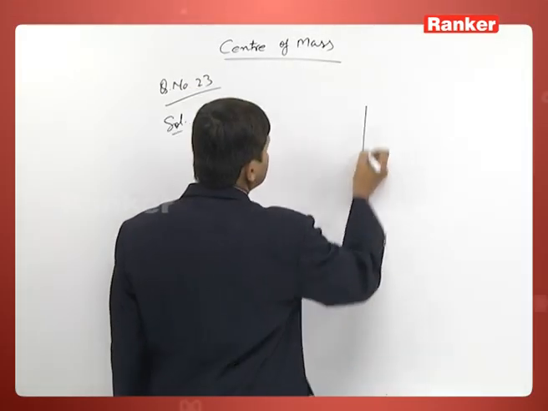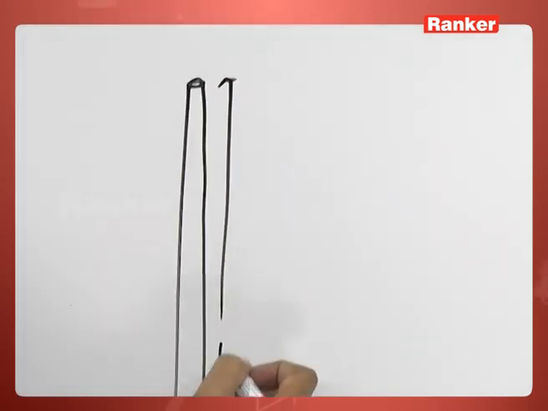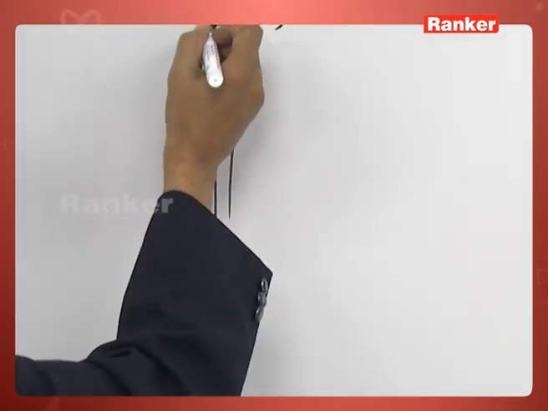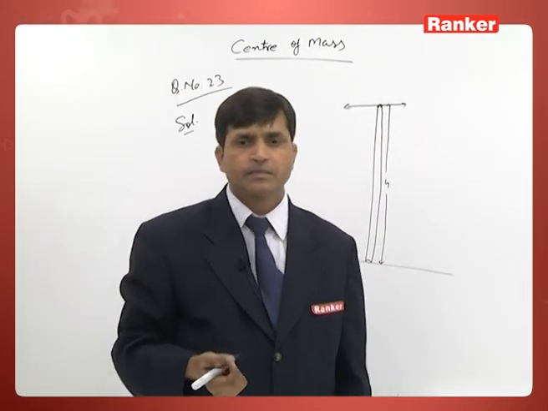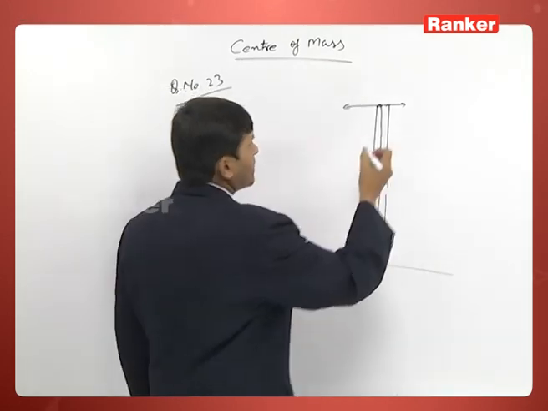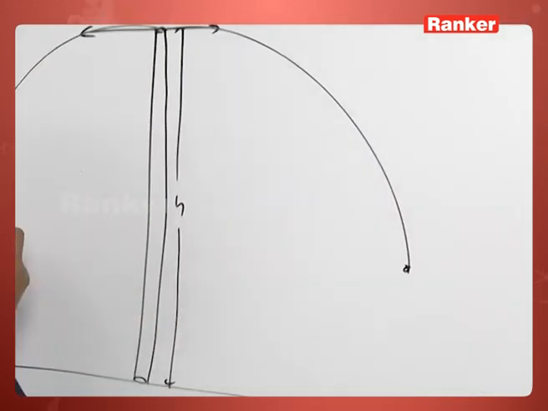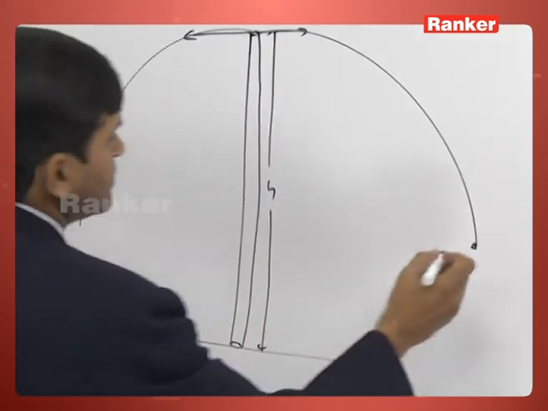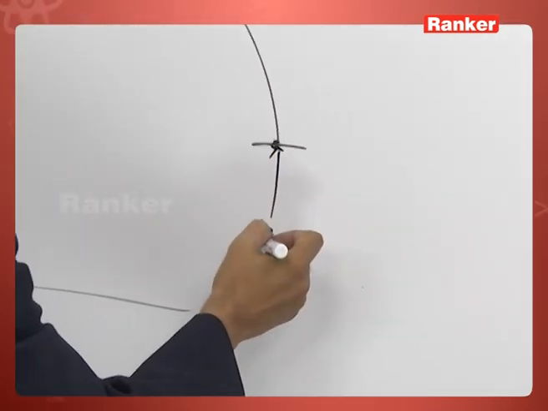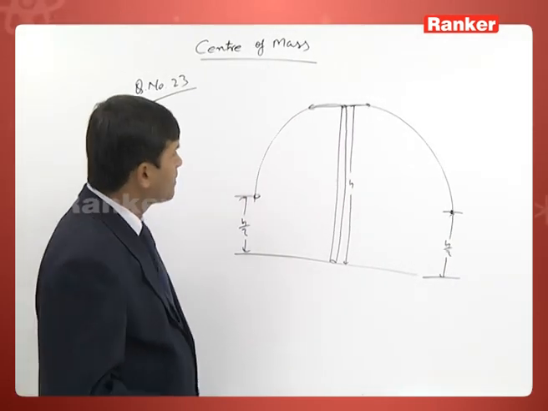They are saying this is your tower and the height of the tower is h. Now these are projected horizontally with the same velocity. Now when these are falling and when these two are at height h by 2, then we have to find the velocity of their center of mass.